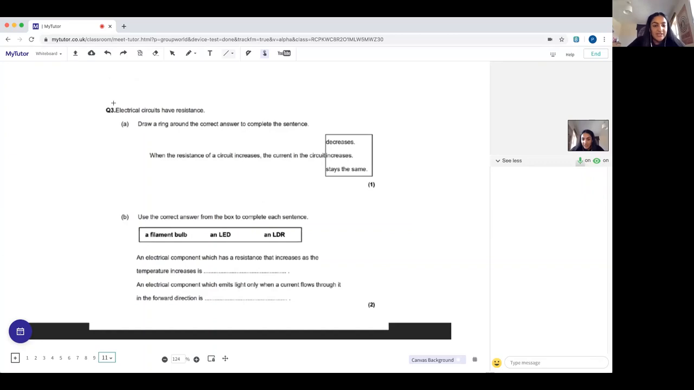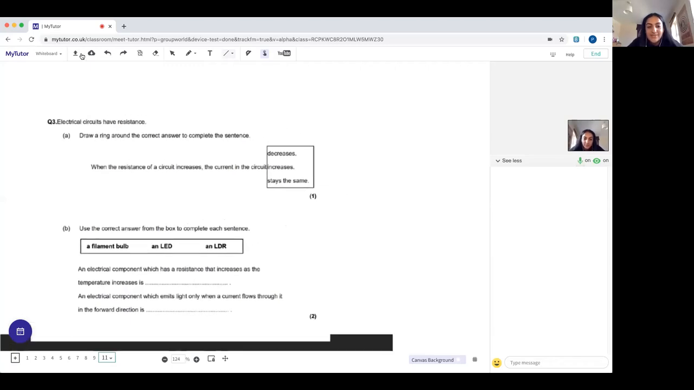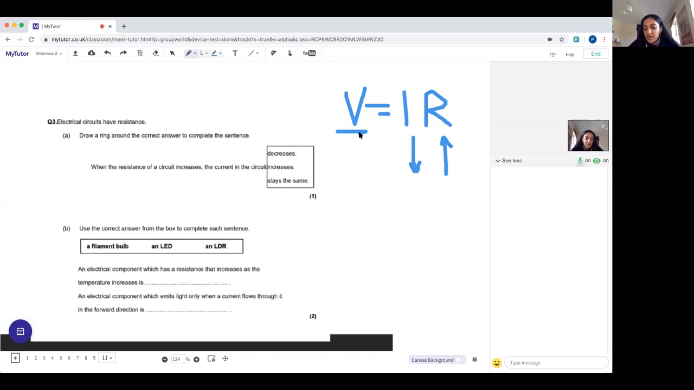This question says that electrical circuits have resistance. Draw a ring around the correct answer. When the resistance of a circuit increases, the current in the circuit does what? Now this is just a normal resistor in a normal circuit. So we use our equation, V equals IR. If resistance goes up, it constricts the current, so current decreases for a constant or given voltage. You can see quite a lot of you putting decreases in the chat, which is great. So as you said, if resistance increases, current decreases.